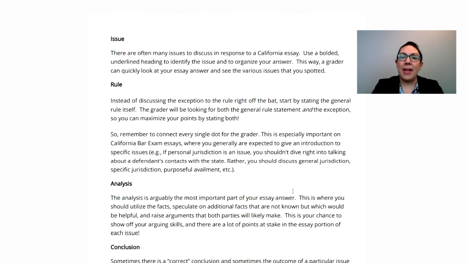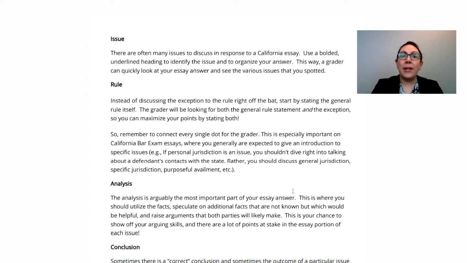For the rule statement, if you see them testing, let's say, an exception to the rule, instead of just diving straight into the exception, start with the general rule. So for instance, if they're testing the dying declaration exception to hearsay, start with hearsay. Give a definition of hearsay, give the rule for hearsay, and then move into your exception for the dying declaration. Start at the broadest part of the rule and work your way down to the narrower and narrower rules.